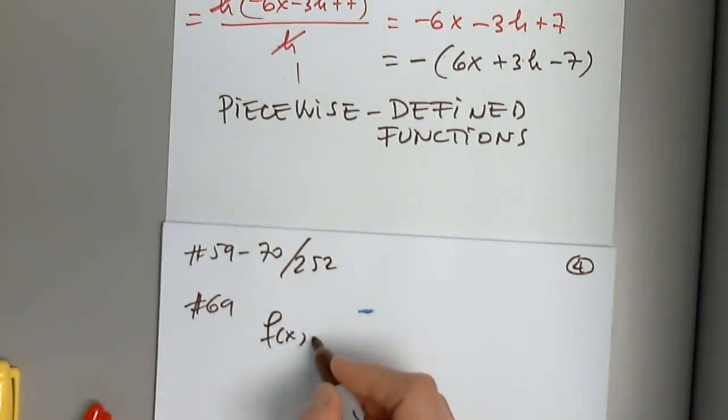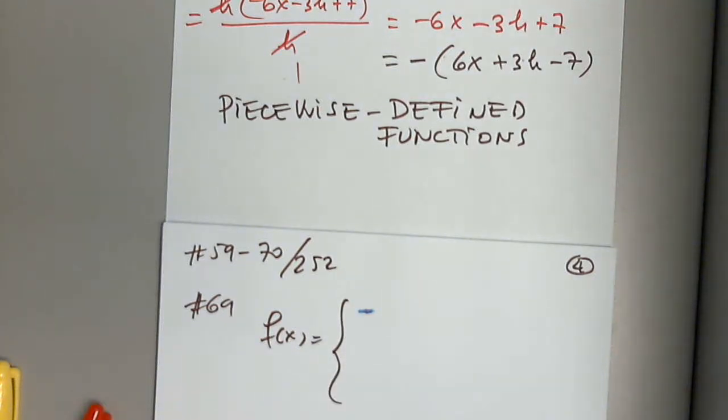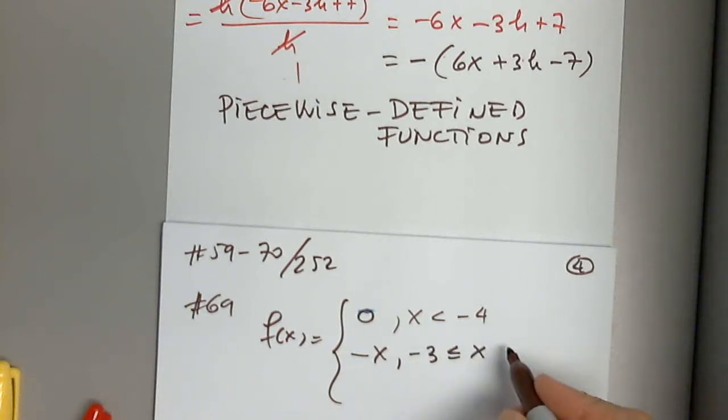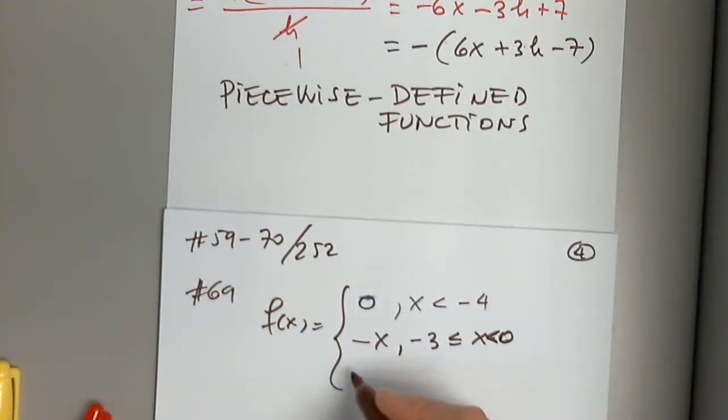I have f of x equals 0 if x is less than negative 4, negative x if x is between negative 4 and 0, and x squared minus, yeah, I'm copying from 2 problems. Is that it? That's what I'm doing. Keep an eye on what I'm doing, because I'm notorious for doing that. Okay, so 0, x less than negative 4, that's correct. And negative x, yes, between negative 4 and 0.